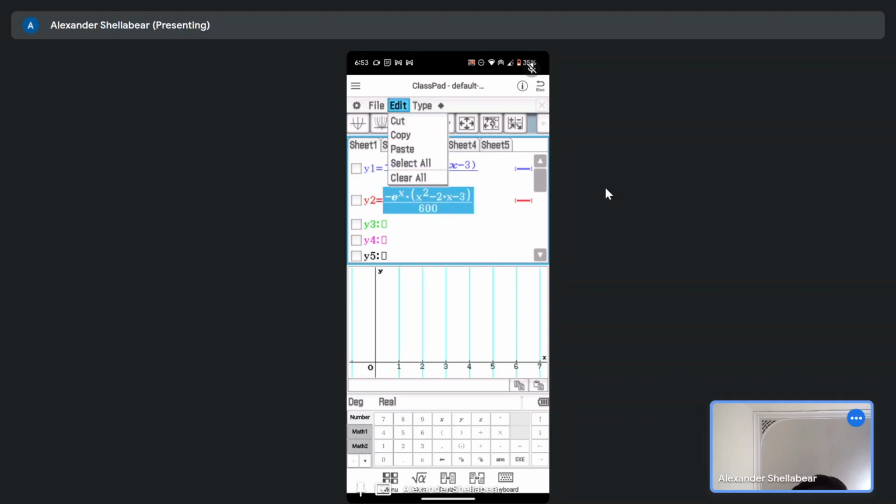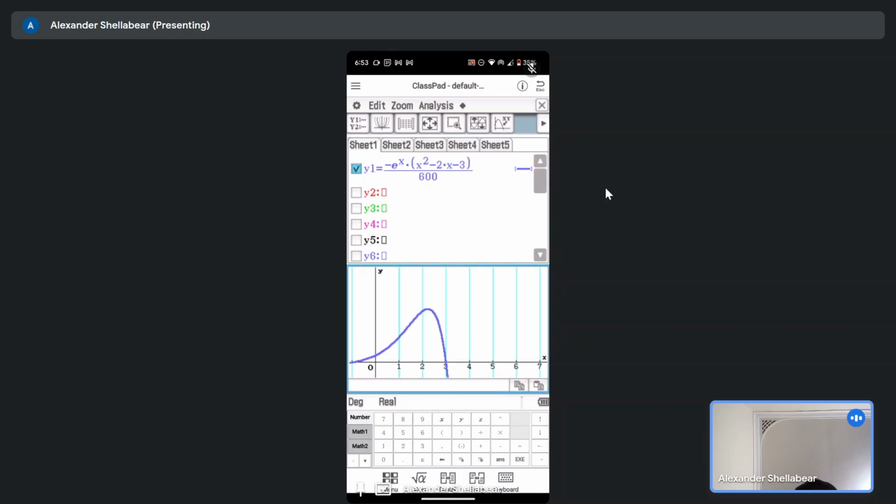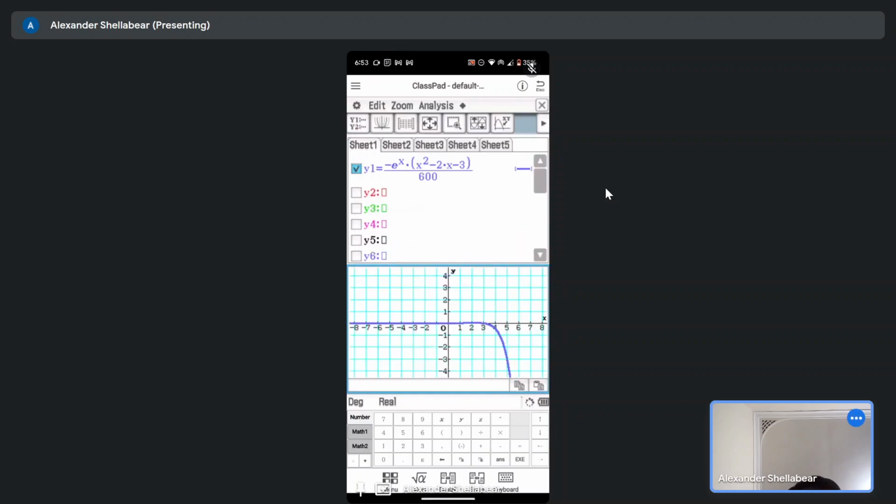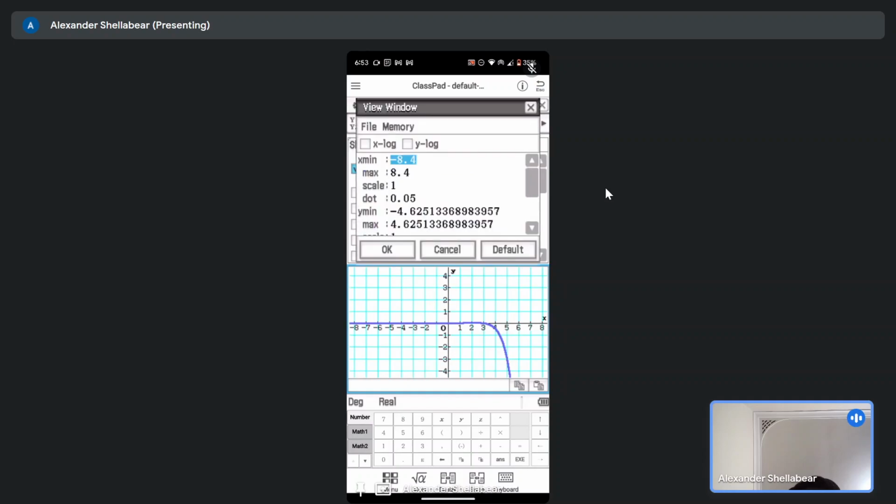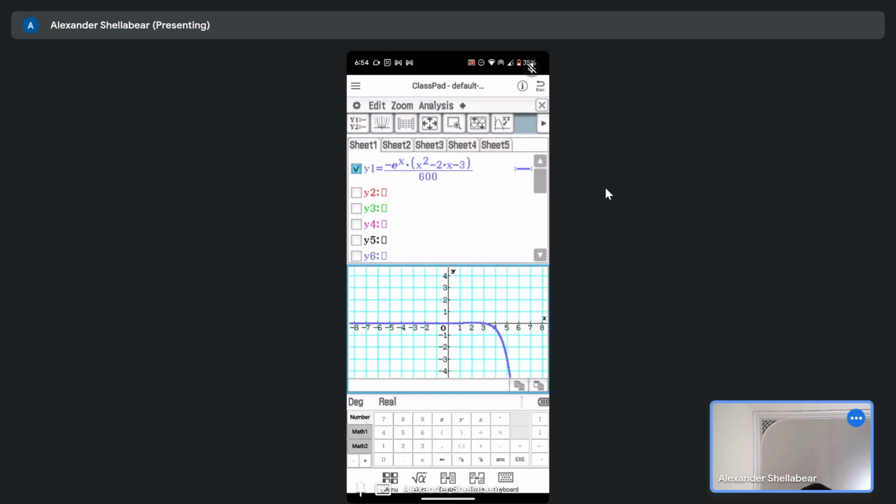All right, so we hit this one to say that we're going to plot it, and then we hit that one there, and it plots it. I do have it set up quite nicely, but if you hit this one, so you can see where I've hit that, and go default, that will set it up how we need to.